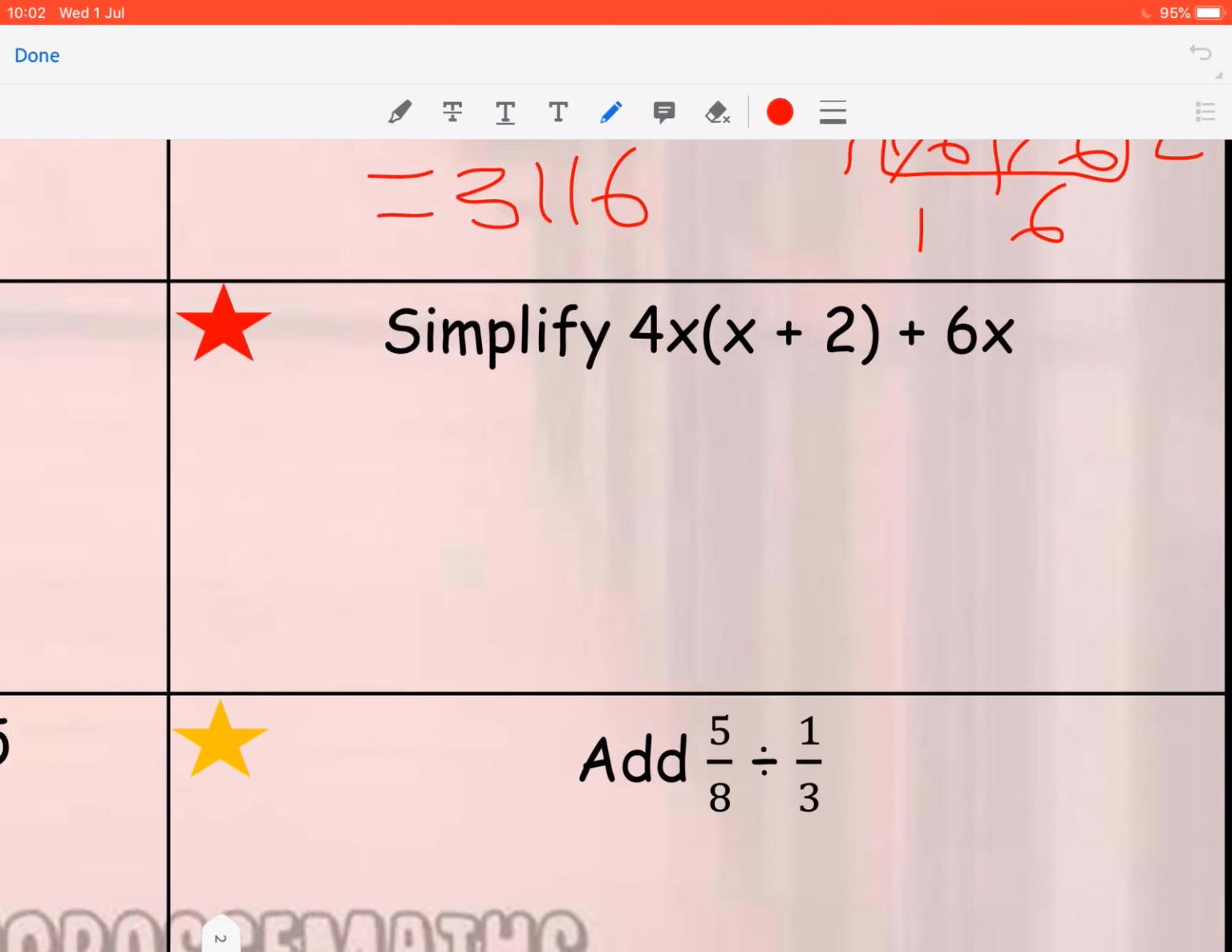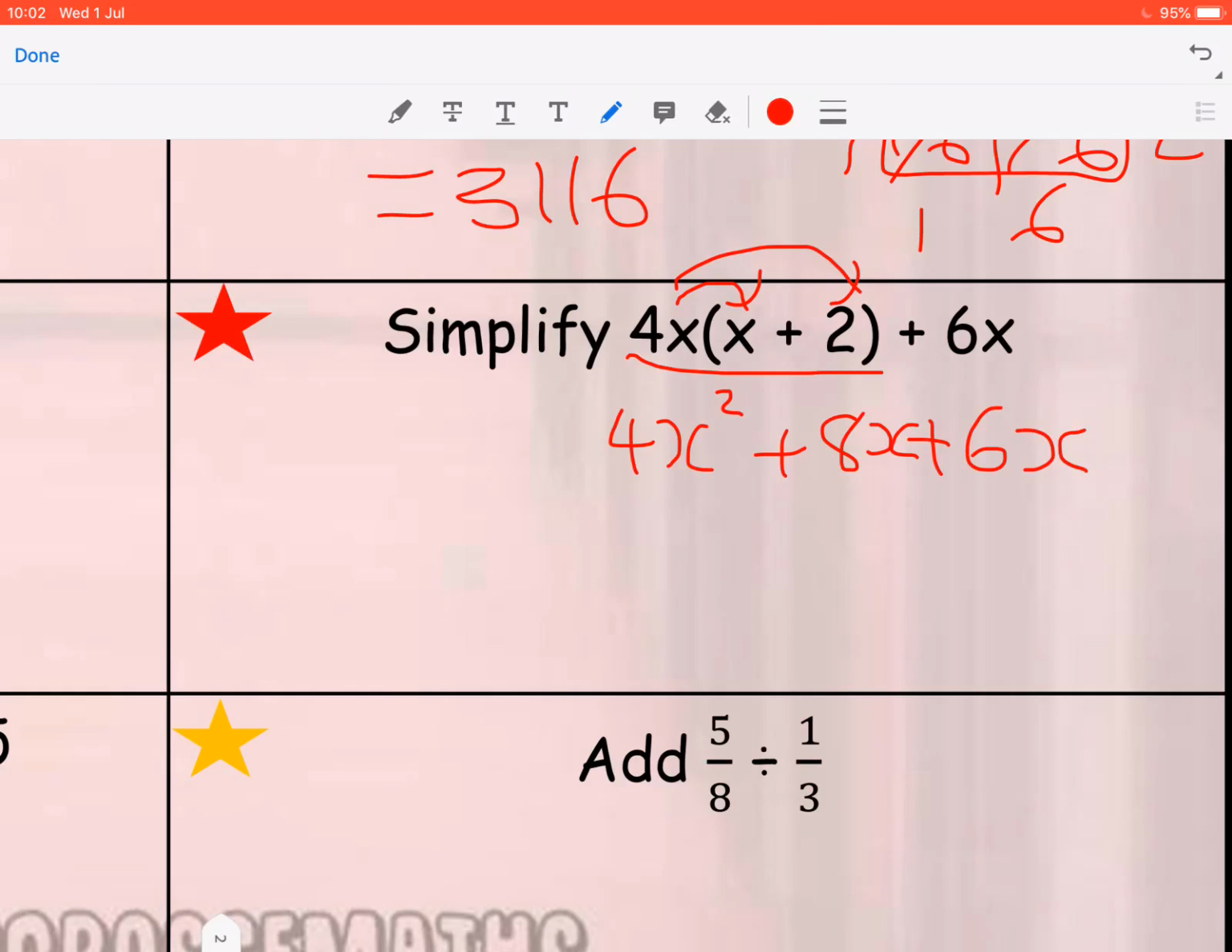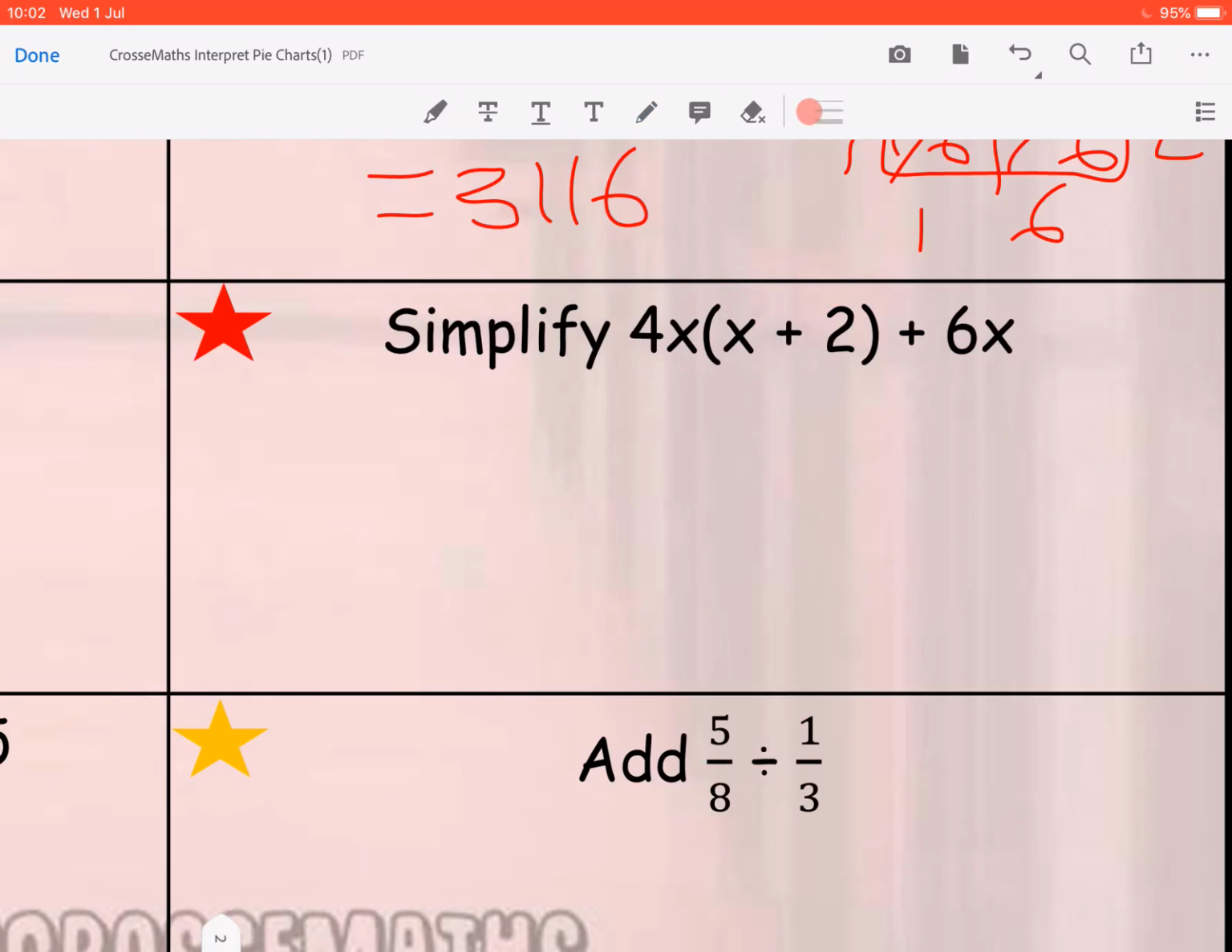Last one, you've got to expand this bracket first. Okay, don't worry about the 6x at the moment. I'm just going to write that on the next line because it doesn't matter yet. First bit, expand the bracket. I got 4x times x is 4x squared. And 4x times 2 is positive 8x. This bit by here will simplify. I have 4x squared on its own plus 14x if you put those two x's together. This bit won't go together, okay? I can't do anything with that, so I just leave it as my answer.